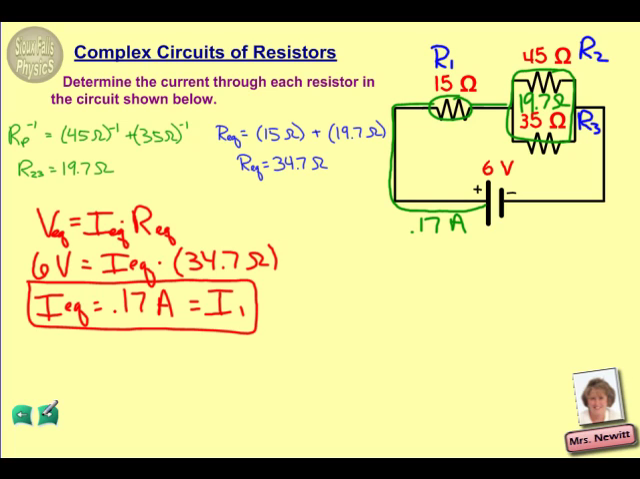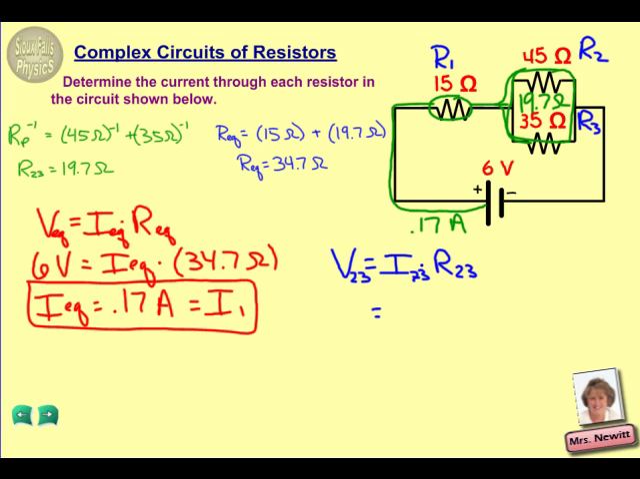because when that charge reaches this combination, it's going to split. Some of it will continue on through the 45 ohm resistor. Some of it will continue through the 35 ohm resistor. So we need to be able to figure out how much will go through each resistor. And for that, we're going to need to know the voltage across those two resistors. So again, another step of Ohm's law, not to directly answer the question, but to get us some information that we'll need to answer the question.